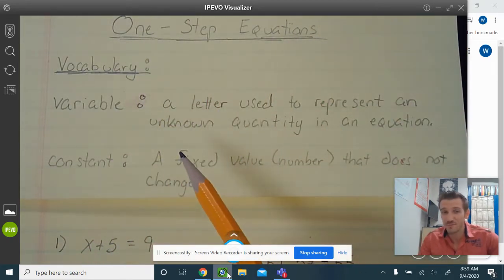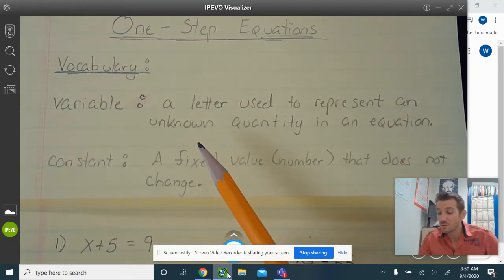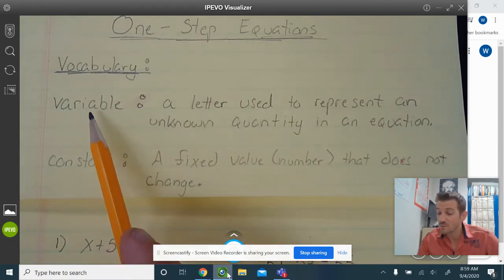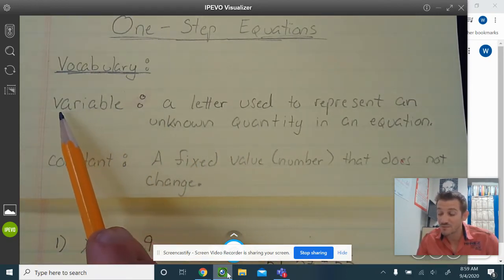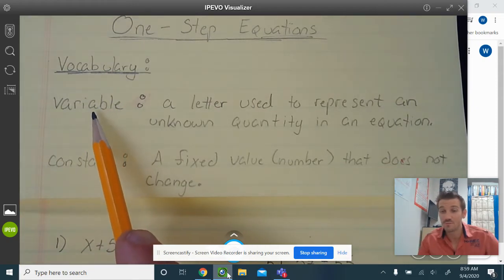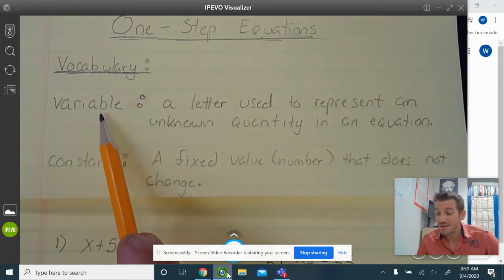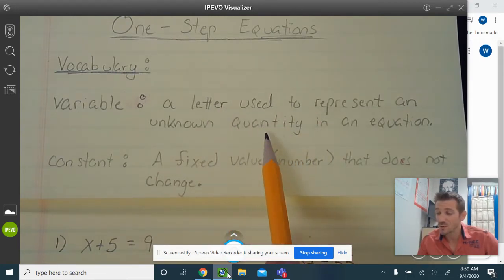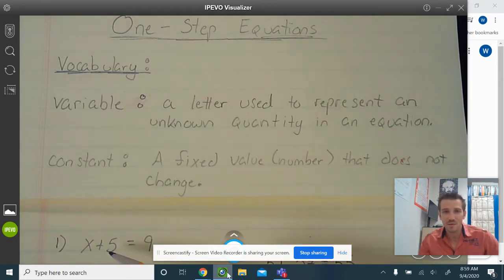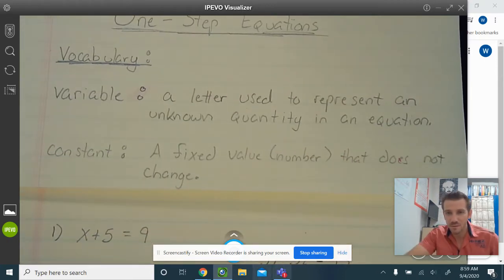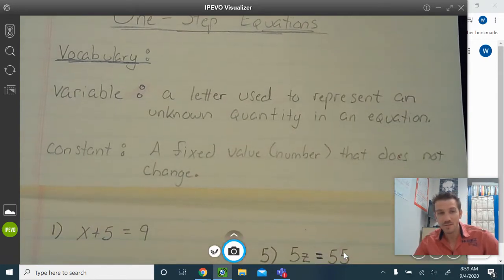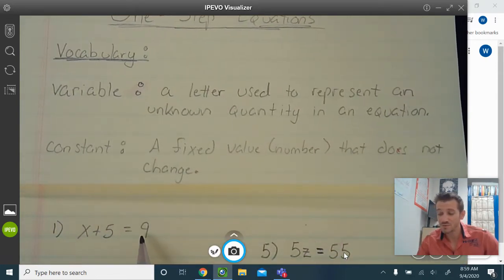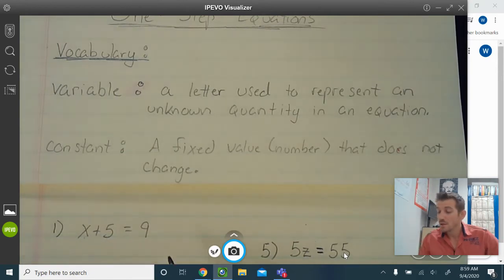So we need to talk about some vocab that you may not be familiar with. The first vocab word we need to learn is a variable. So you might hear me use the word variable. And what I mean by that is simply a letter that I'm addressing. It's used to represent an unknown quantity or amount in an equation. So if you see this equation down here, it says x plus 5 equals 9. So the variable in this equation would be x.